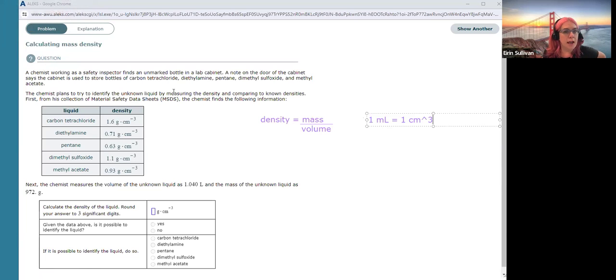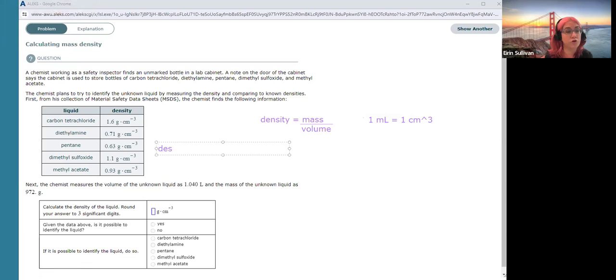So we have an unknown that we have to calculate the density of. We've been given the volume in liters and we've been given the mass in grams. So I could just straight away go and calculate the density. I could do mass divided by volume, grams divided by liters, and I would get a density, and it's going to be in grams per liter. But I do have to convert those units, okay?